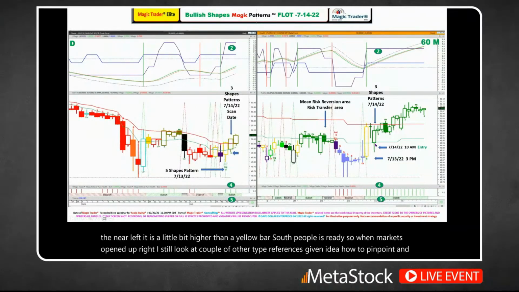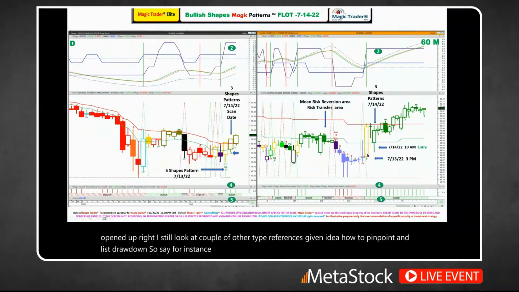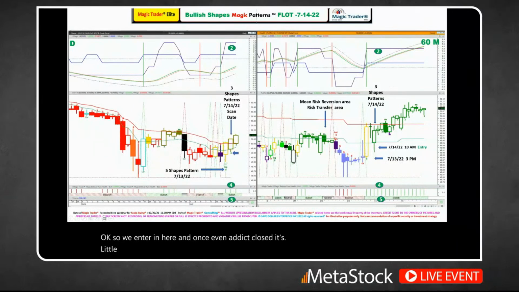Say for instance, it is this one. However, it did not go below it, right? So I'm okay. We enter in here, and even at the close there's a little drawdown here, so it doesn't matter, right? Look, it keeps on going. A few days it keeps on going. This is how easy it is, right?